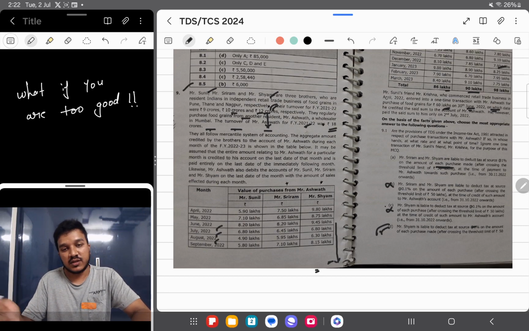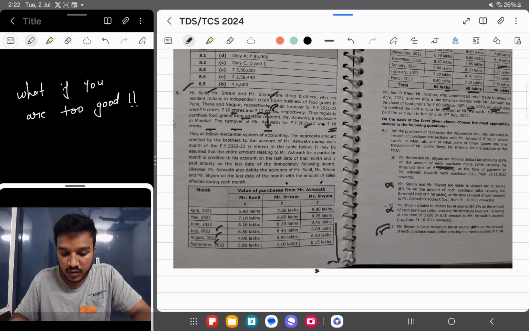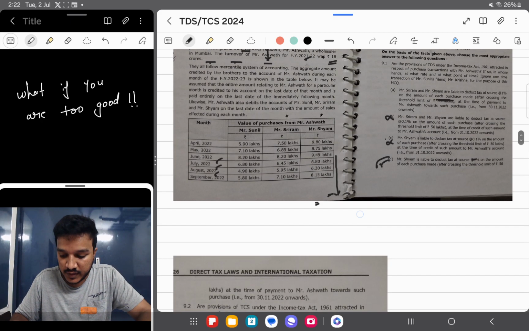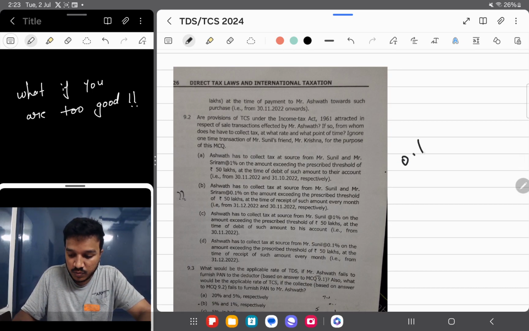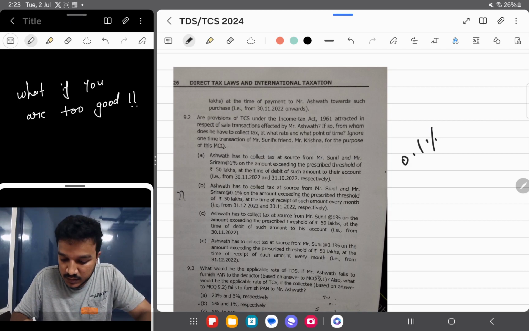Okay, so in that case, when he's collecting the amount from them, he should also collect TCS charges. In case of Sunil and Sriram, we will see the options. Yes, Ashwath has to collect TCS from Sunil and Mr. Sriram. It should be 0.1 percent. So Ashwath has to collect 0.1% on the amount exceeding the threshold. So this one makes sense.